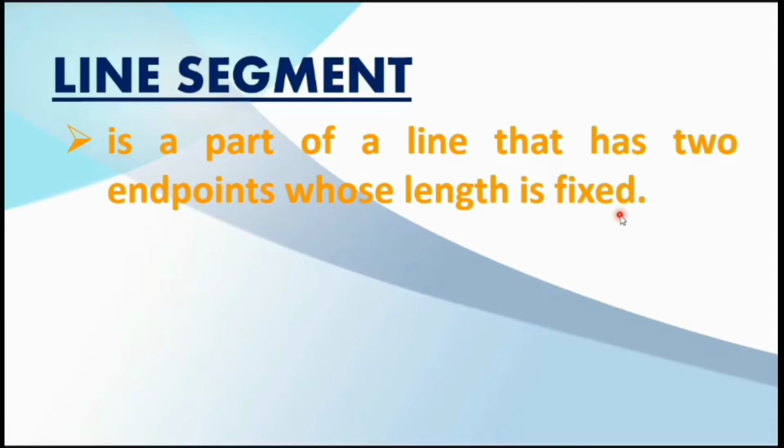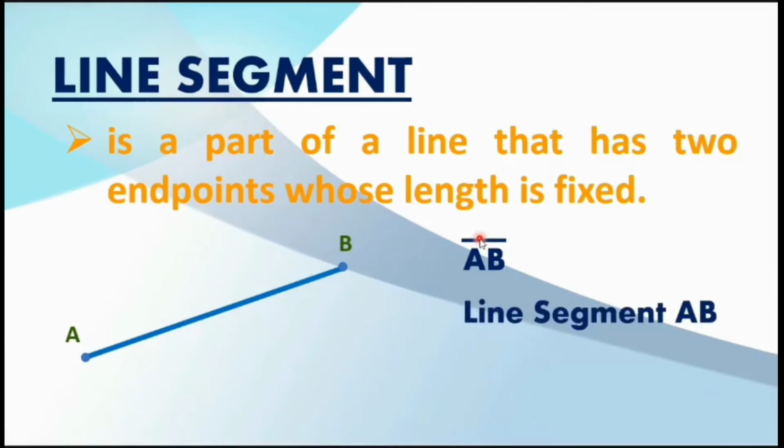Ibig sabihin, kung ano yung nakikita natin dyan, say for example, we have this line segment here, kung anong nakikita natin na length niya, that is fixed. It will never extend because it has two endpoints. Hindi siya mag-extend dahil meron siyang dalawang endpoints. So in this case, we have line segment and the two endpoints are represented by capital letters A and B. So we can name this line segment as line segment AB, or in symbol, we can write that as AB, and a symbol of line segment above, pwede natin itong basahin ng line segment AB or simply segment AB.